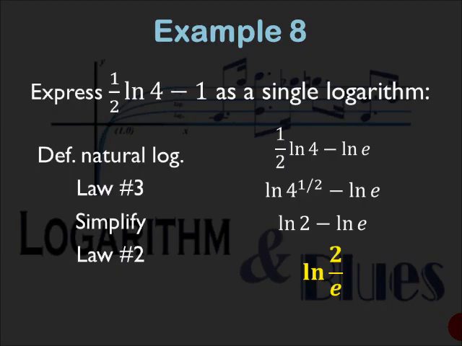So, to express it as a single logarithm, sometimes you'll need to convert integers to some expression with a natural log in it. In this case, if it were 1, it's natural log of e. If this were 2, it would be natural log of e squared. You get the idea.